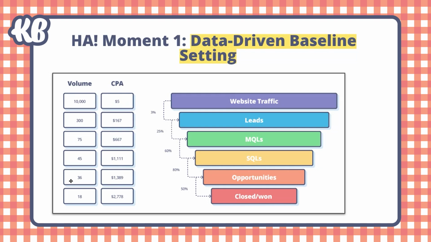So if the board comes to us and says, we want to increase that volume of closed won to 36, we know that if we increase that conversion rate between the website traffic and the leads to 6%, that's just one example of a lever that we can pull to allow us to actually do that.